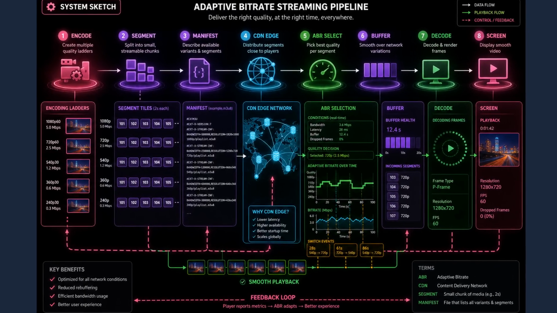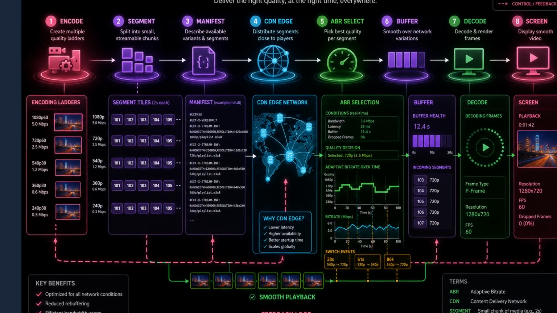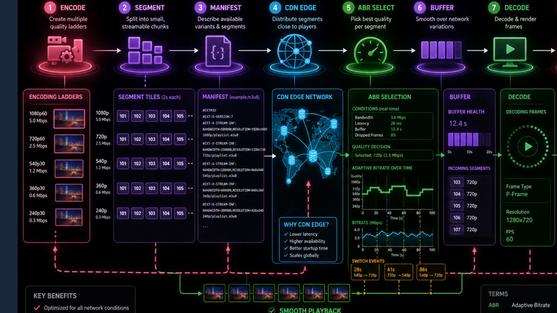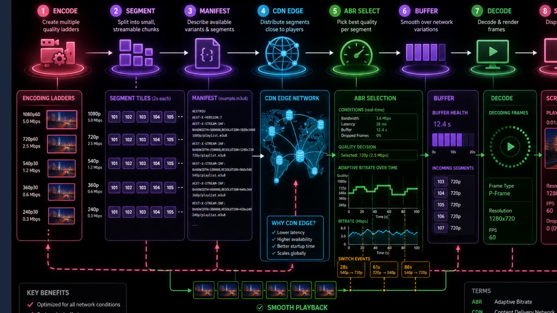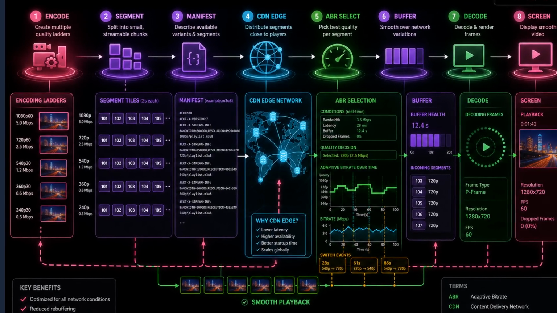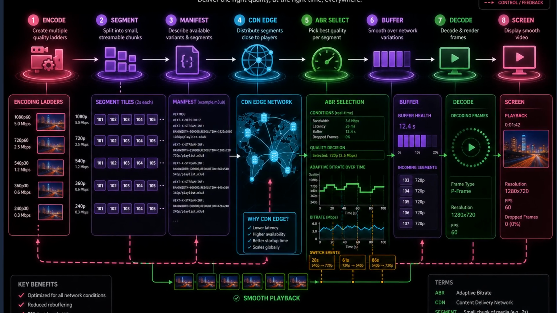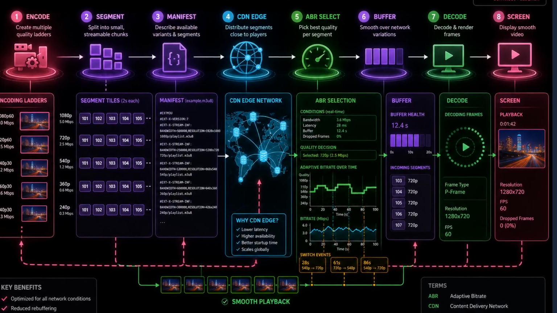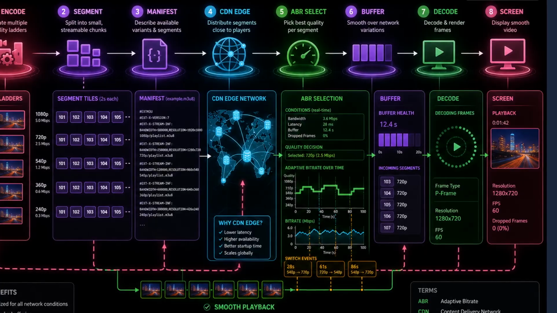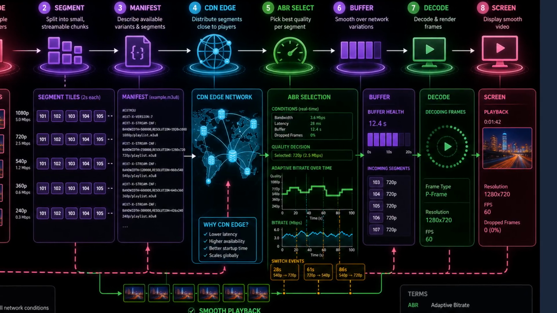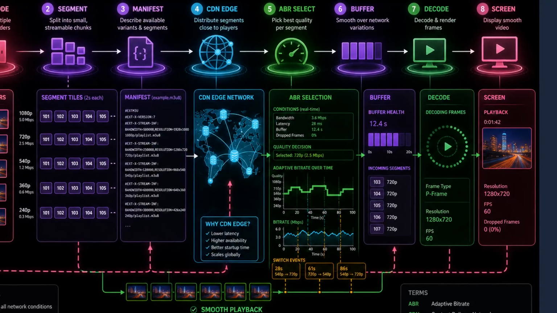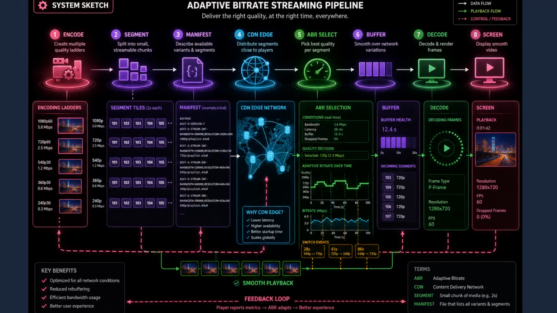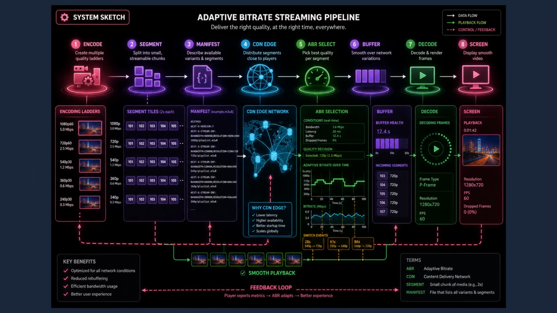Full pipeline. Raw video encodes into H.264 or H.265 at multiple quality tiers. Segments cut to 2 to 10 seconds each. Manifest files list all options. CDN edges cache and deliver globally. Adaptive bitrate selects the right tier per second. The buffer cushions interruptions, and hardware decoding converts bits to pixels. Every element has one job, making play feel instant.